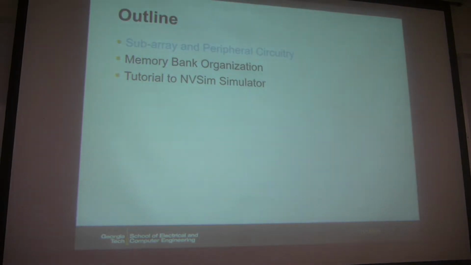So this is the outline. We'll talk about one subarray and then the peripheral circuits, and then talk about some higher level bank organization, and finally we will have a tutorial on this NeuroSim simulator, which you are going to use for your homework 5.